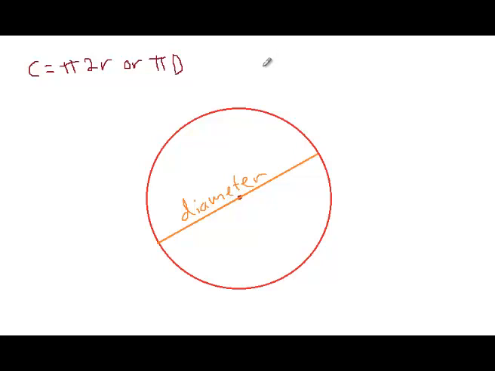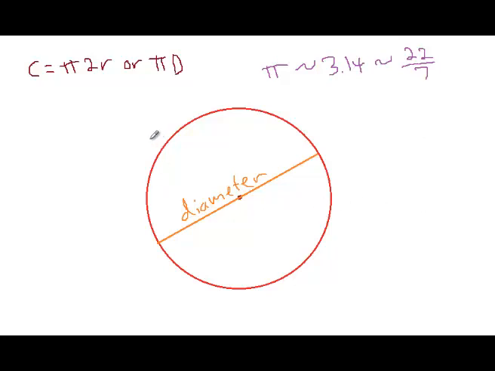Pi is a constant number. It's always the same. And it's an irrational number. It goes on forever. It's approximately 3.14. It's even closer to a fraction of 22/7. But 3.14159 and then a whole bunch of places after that is the exact number. For our purposes, we're just going to round it off to 3.14. It's close enough to get you pretty close to the actual correct answer.